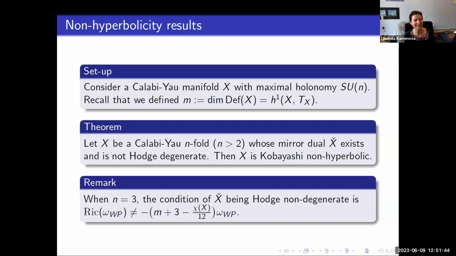I can make one comment. For example, we know that K3 surfaces are Hodge degenerate, but we also know that they're Kobayashi non-hyperbolic. So this condition is not if and only if. It is sufficient, but it's not necessary.